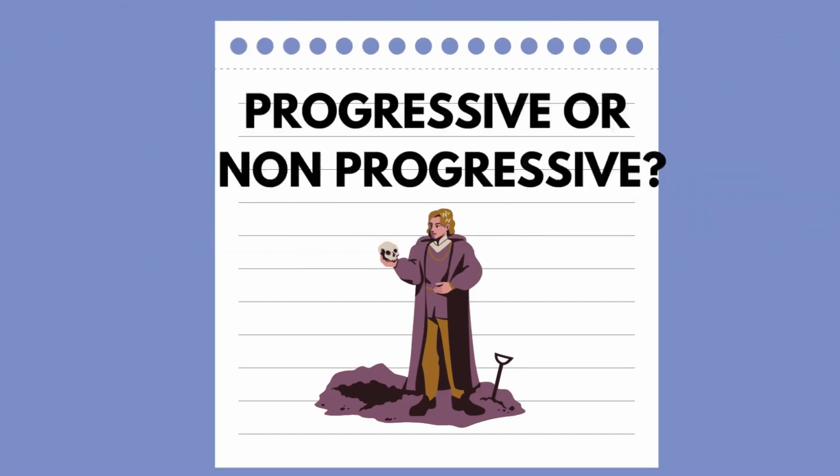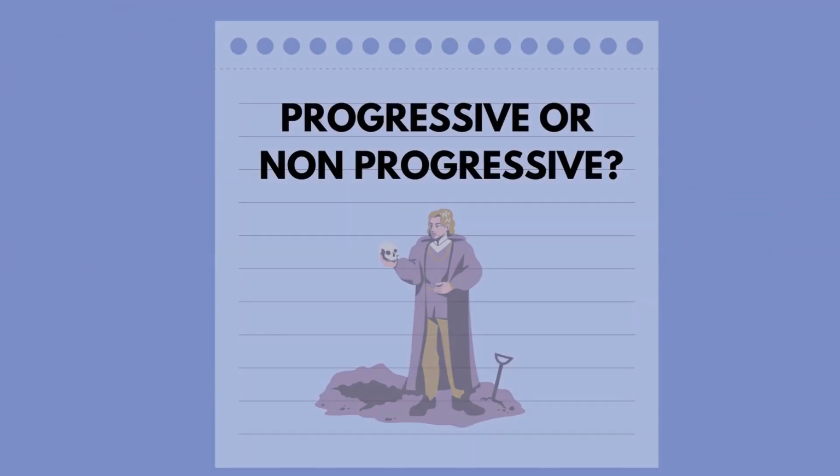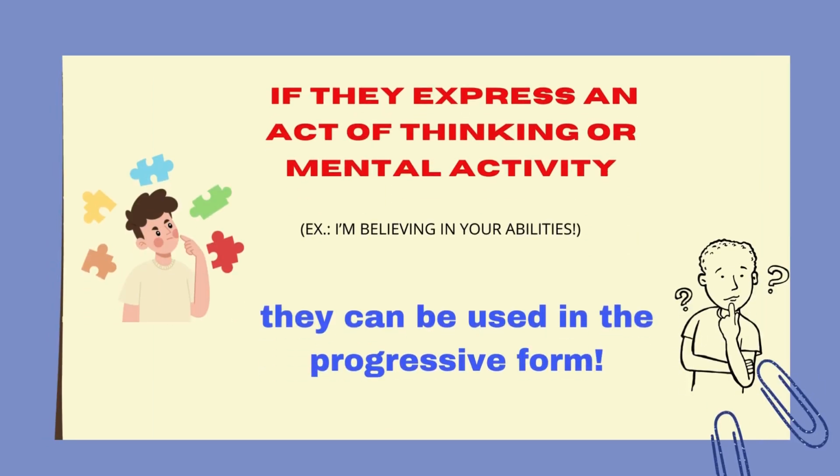So while these verbs typically do not take the progressive form, it's essential to note that in specific contexts, they can be used in the progressive form. For instance, when expressing an act of thinking. I'm believing in your abilities. Or in other cases, these verbs can be used in the progressive form to convey a different nuance.